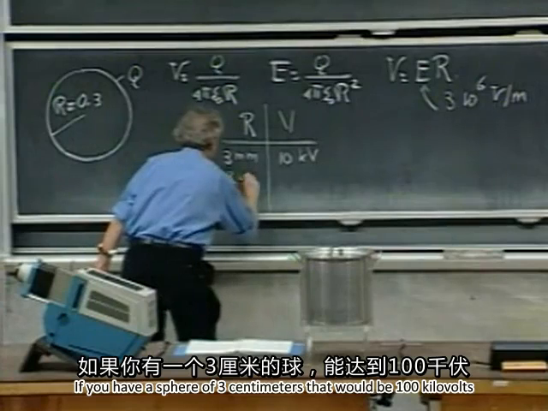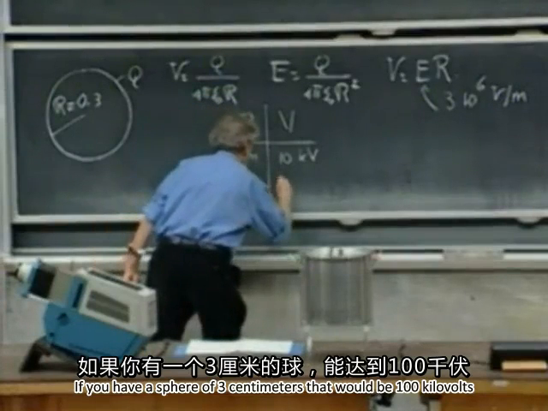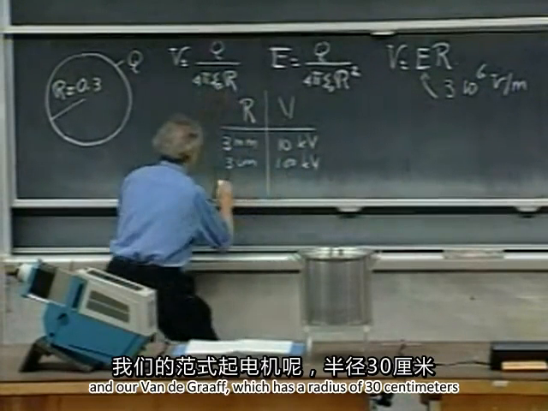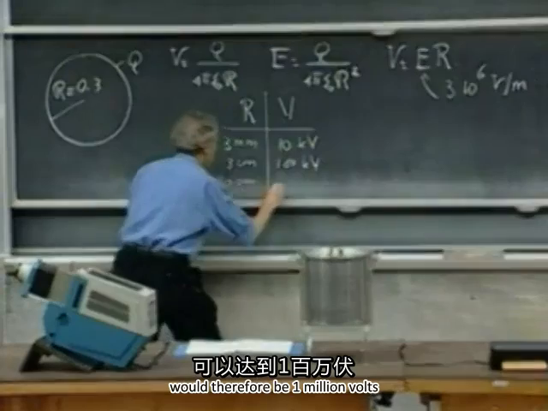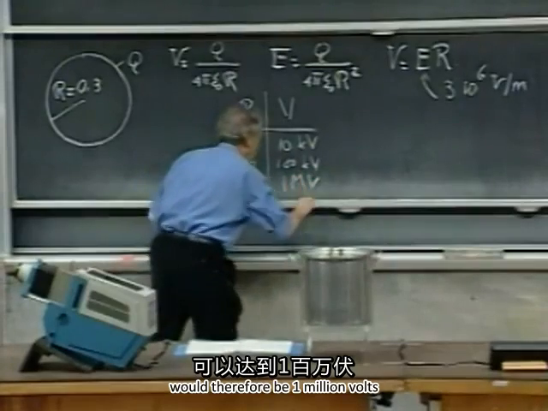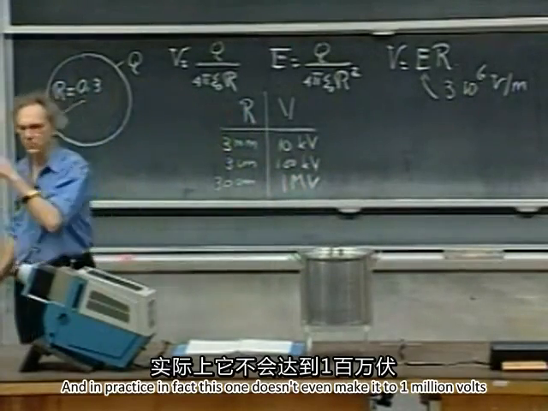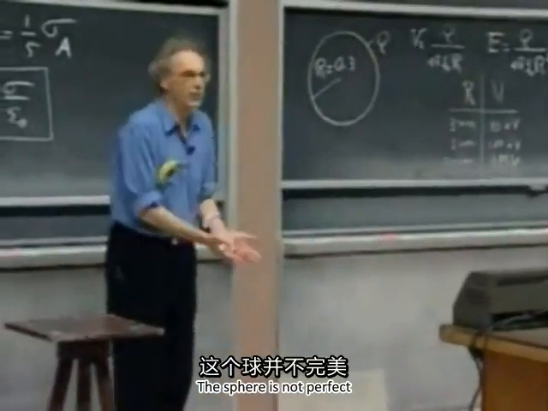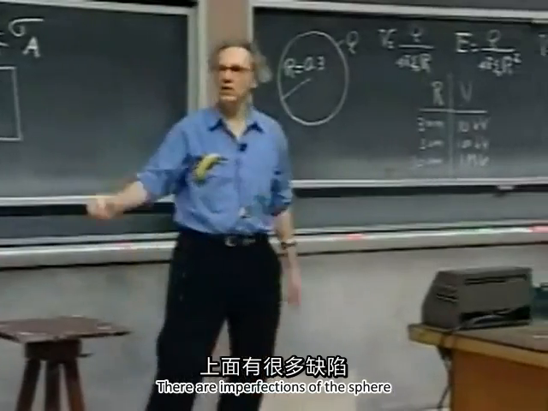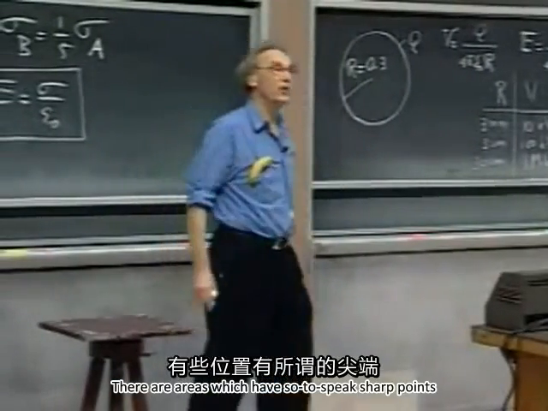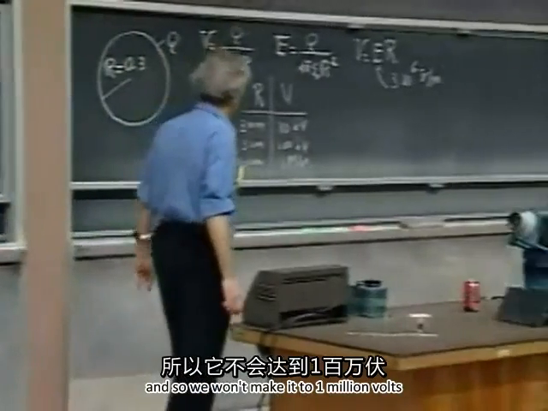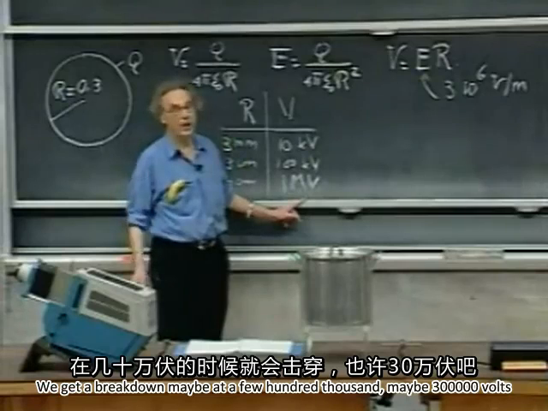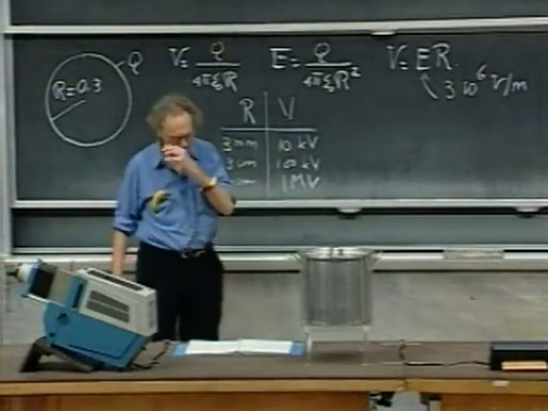If you have a sphere of 3 centimeters, that would be 100 kilovolts. And our Van de Graaff, which has a radius of 30 centimeters, would therefore be 1 million volts. You could not exceed that. And in practice, this one doesn't even make it to 1 million volts. The sphere is not perfect. There are imperfections of the sphere. There are areas which have, so to speak, sharp points. And so we won't make it to 1 million volts. We get a breakdown maybe at a few 100,000, maybe 300,000 volts.